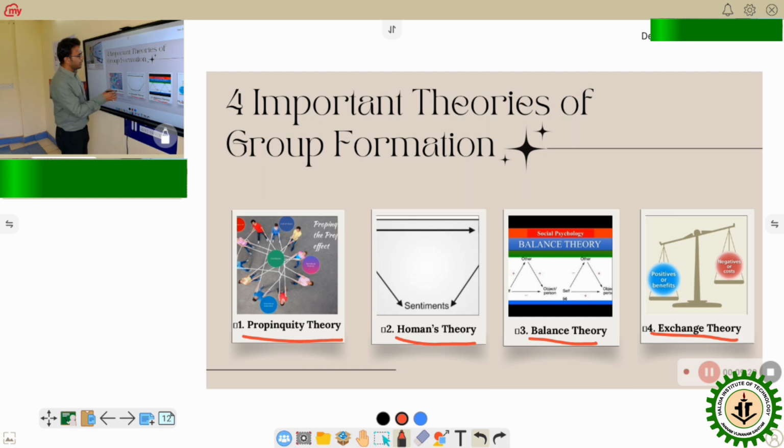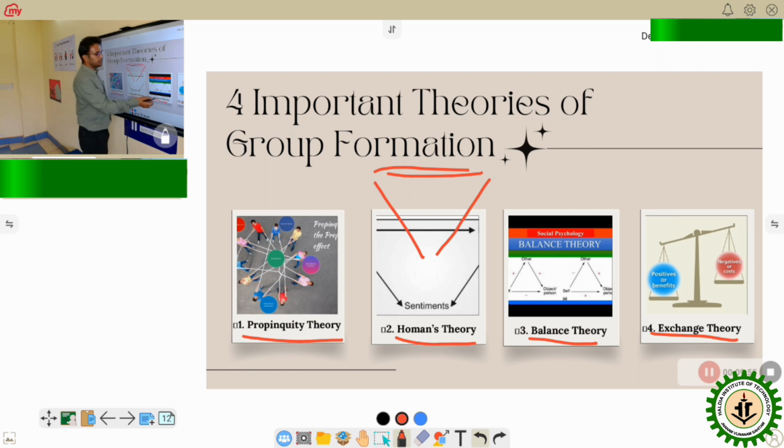Second is Homans' theory. What is Homans' theory? The diagram will be like this. In this theory, whenever the organization gives some people a task or an activity, they create an informal group. They exchange their sentiments, they exchange their feelings among themselves. So in this way, Homans said that an informal group is created.